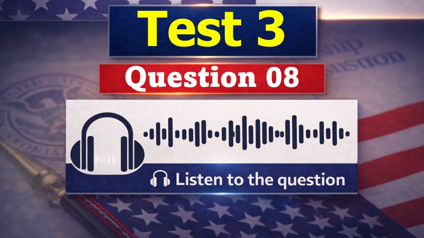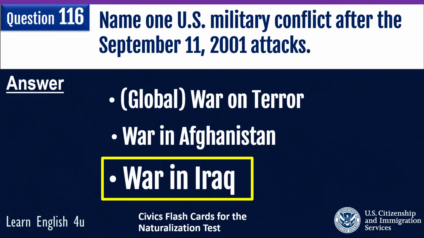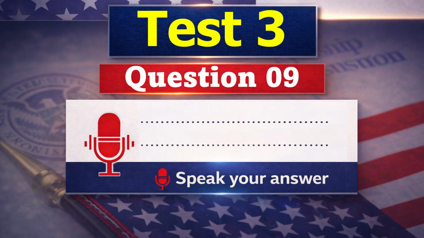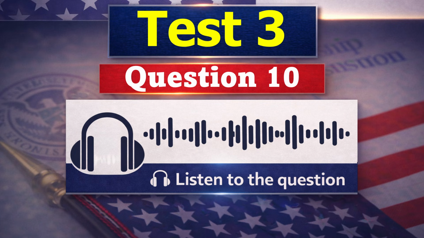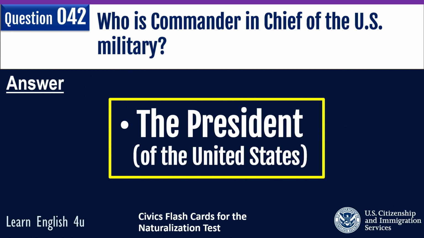Name one U.S. military conflict after the September 11, 2001 attacks. War in Iraq. Name one power that is only for the federal government. Print paper money. Who is Commander-in-Chief of the U.S. military? The President.